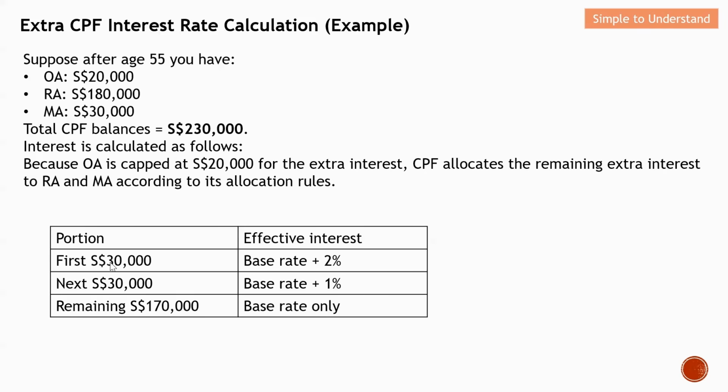Next will be the next 30K, they will have the additional of 1%, while the rest will have the base rate only. For this case here, total is 230K, and only 60K will have this additional interest of 2% or 1%. So therefore, the remaining 170K will only be able to enjoy the base rate, while the rest 60K will enjoy either the 2% or 1%.